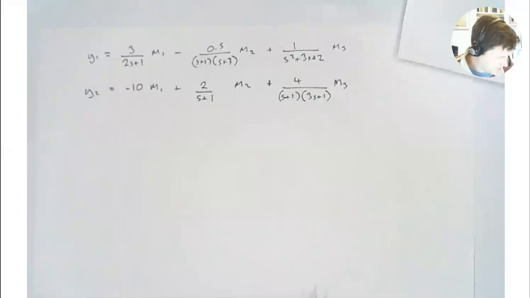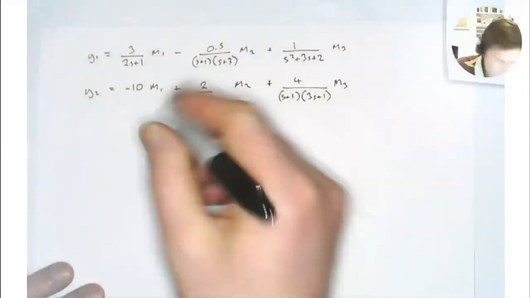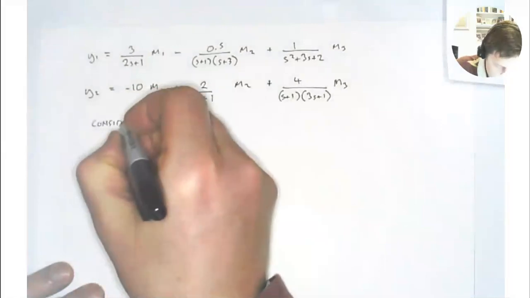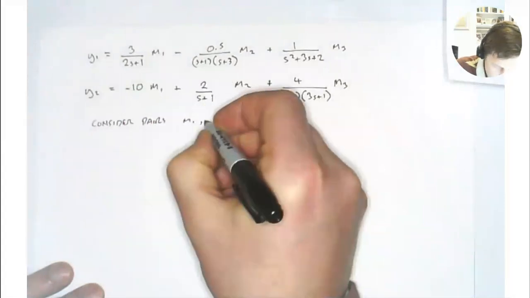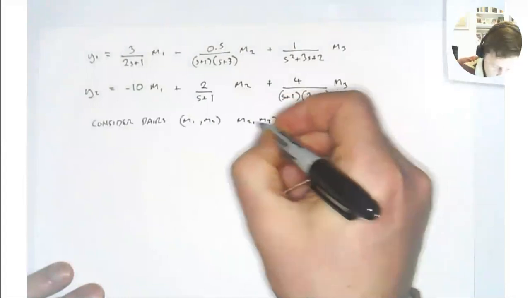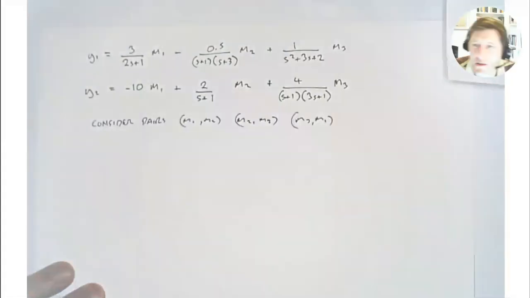We're going to have to look at our pairs of this and go through the different combinations of them. So we're going to have to consider pairs. You can have m1 and m2. You can have m2 and m3. You can have m3 and m1. So if you consider those pairs separately, then that will give you a complete picture of the system.